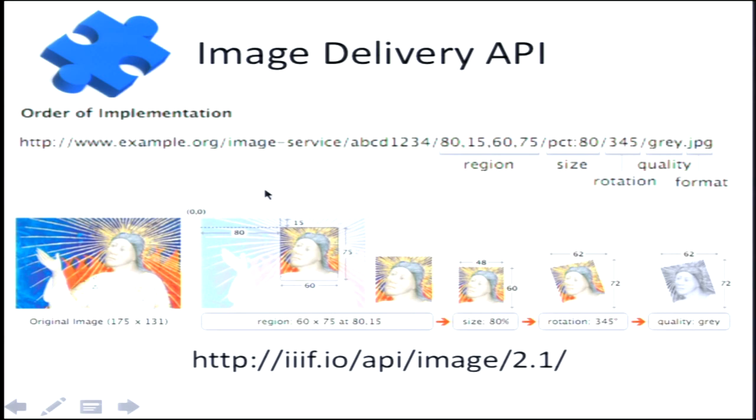The image delivery API looks something like this. And you'll hear more about this, but basically you can take an image and then, using a string of parameters in a URL, you can actually select a region of interest, customize the size, do rotation, and get it in various formats. And as we were collecting use cases and designing the image API, we felt that this addressed 80 to 90% of the use cases that were actually out in the wild.